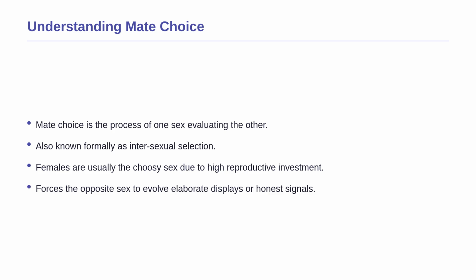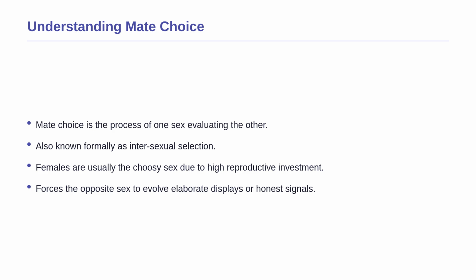Having explored how sexes differ physically, let us look at the behavioral mechanism that drives many of these differences. In the animal kingdom, choosing a mate is the ultimate high-stakes decision because it directly determines the survival of an individual's offspring. This process is formally known as mate choice, or intersexual selection.